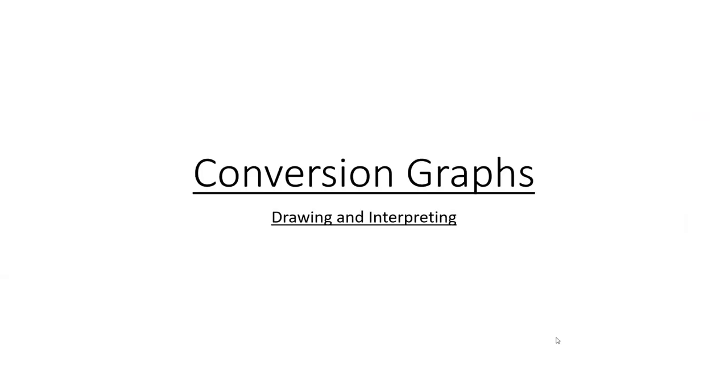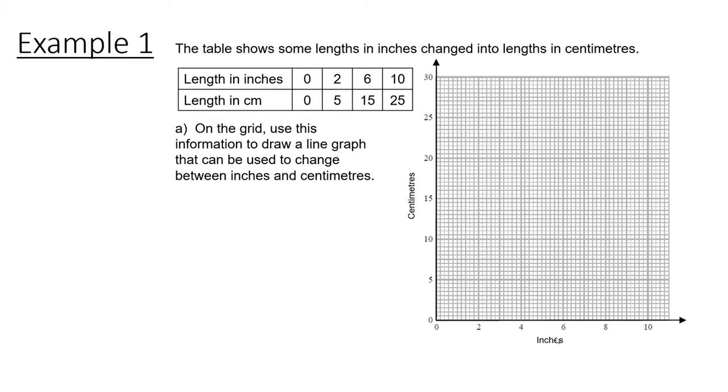So in today's lesson, we're going to be learning about conversion graphs and how to draw and interpret them. So let's have a look at this example. The table shows some lengths in inches changed into lengths in centimeters. And we're given a plotting table. We're given our coordinates here. We're given our lengths in inches converted into lengths in centimeters.